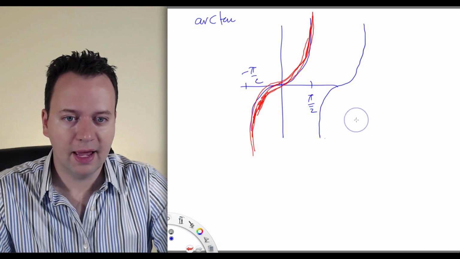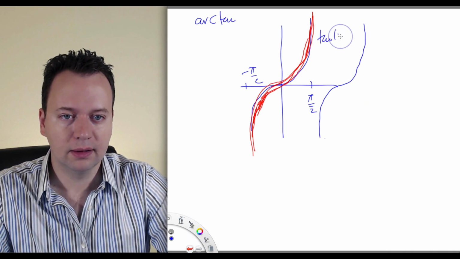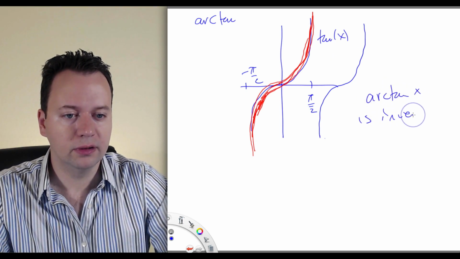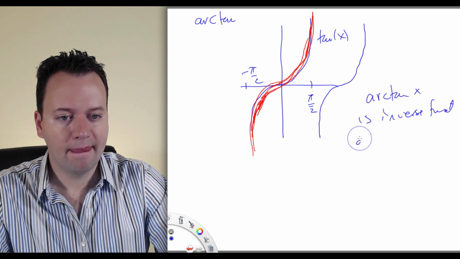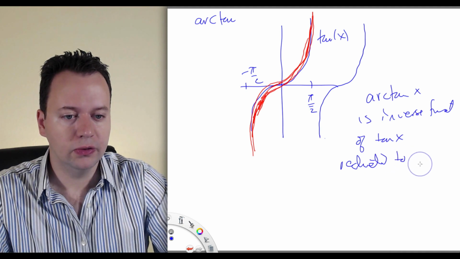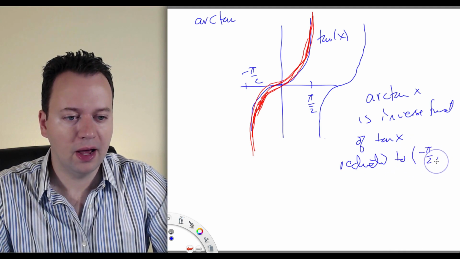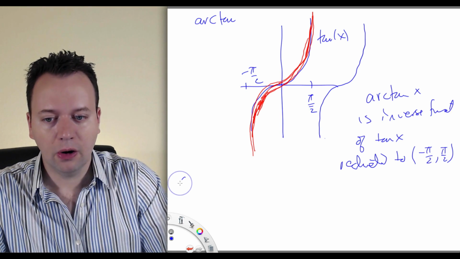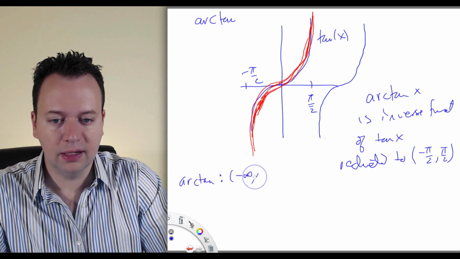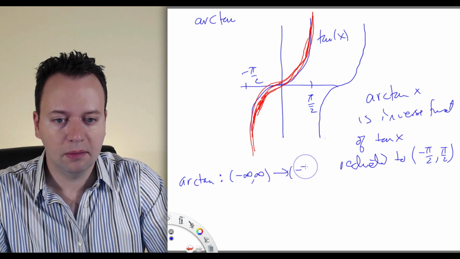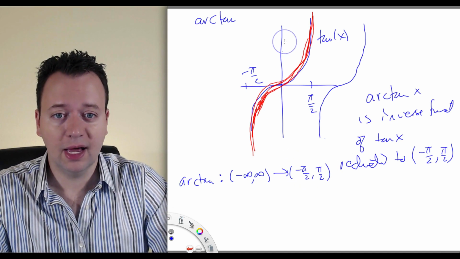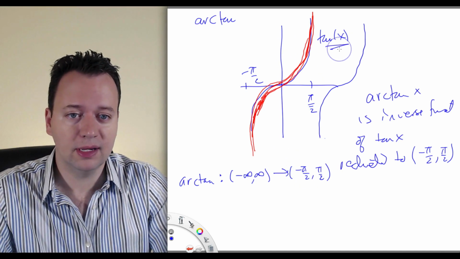So this is tangent of x. The arc tangent is the inverse function of tan x restricted to the open interval -pi/2 to +pi/2. So arctan goes from -infinity to +infinity, into -pi/2 to +pi/2. That's because every single y value is actually hit upon by the function tangent of x.